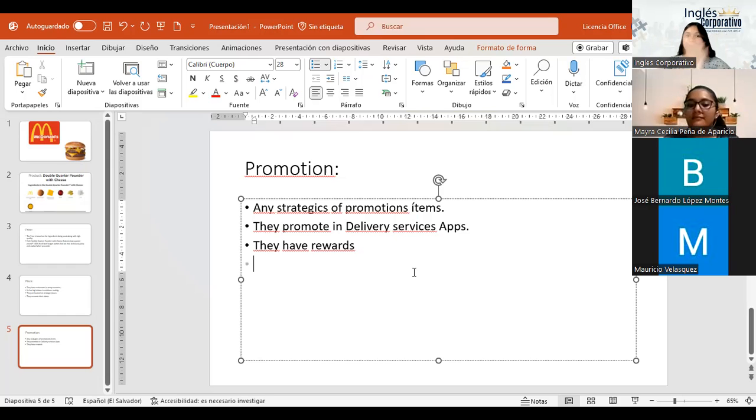Items. Okay. Well, one more and we are done and we go back. Yes. They create co-branding with artists. Excellent. So just decide who is the one that is going to expose and then you go back.